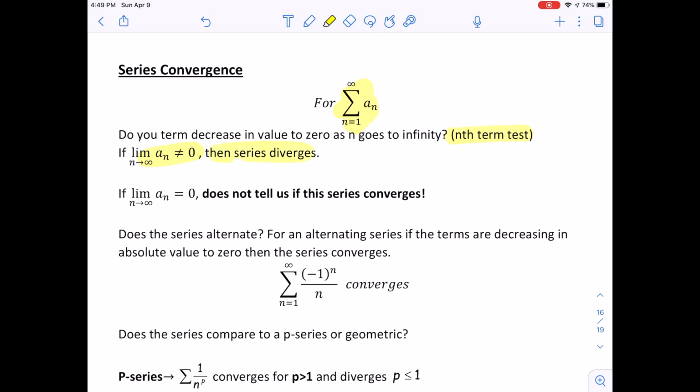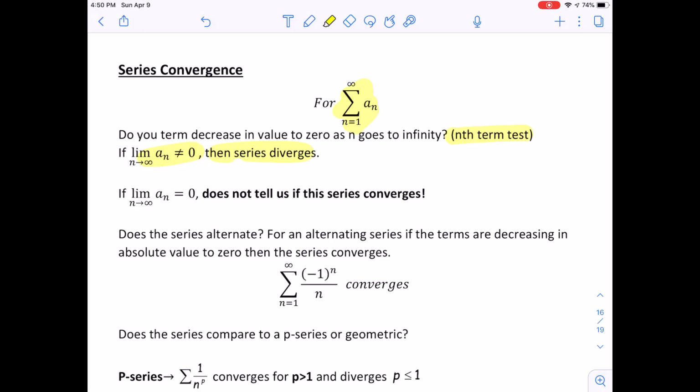Now, the fact that the terms do go to 0, if they do, that doesn't tell us whether the series converges or not. So you can never use this nth term test to tell about convergence. But if it passes the nth term test, let's move on and let's start looking at other ways to see if this series converges. The next thing I look at is, does the series alternate, right?